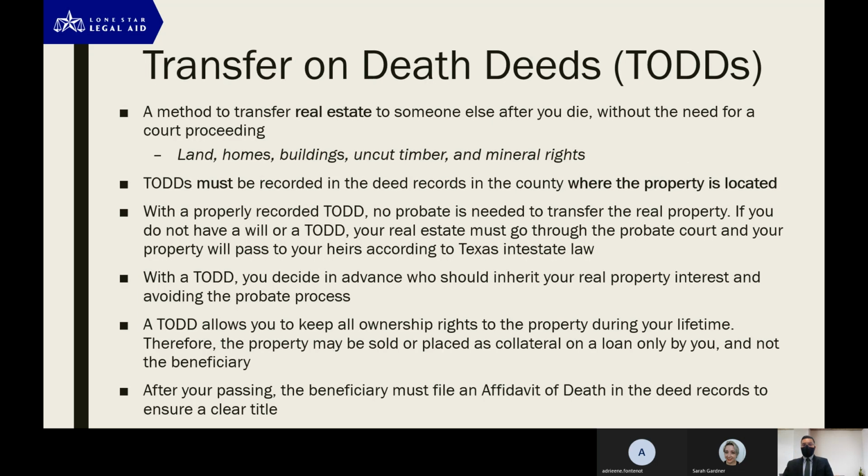So how do these work? Let's talk first about transfer on death deeds or TODs. So this is how you can transfer real estate to somebody else after you die without the need to have the court proceeding necessary if the real estate was transferred within your will, which would be through probate. So you can transfer land, homes, buildings. I don't know how many of you have uncut timber lying around that you want to give to somebody, but if you do, you can do that. And mineral rights. You can also give mineral rights.